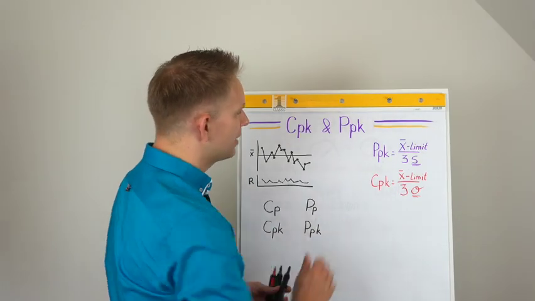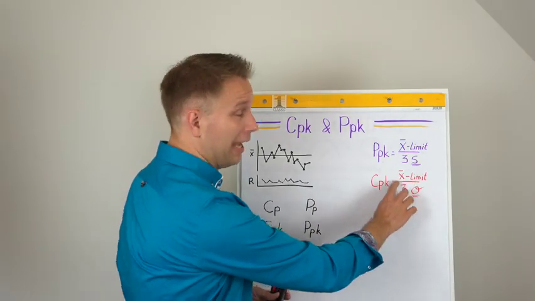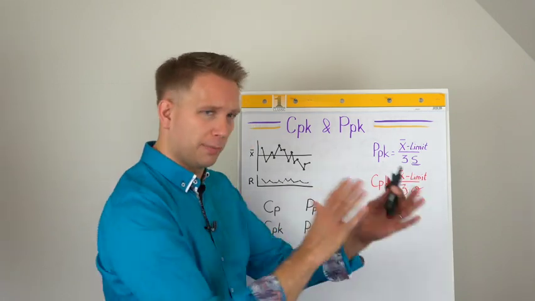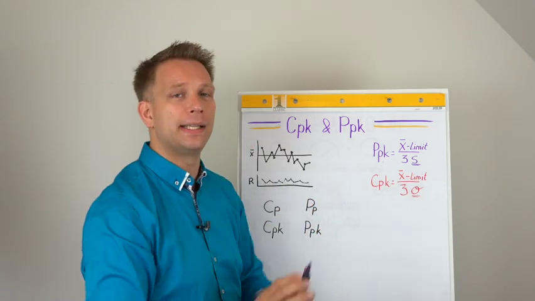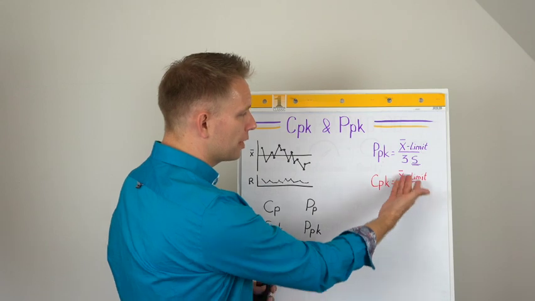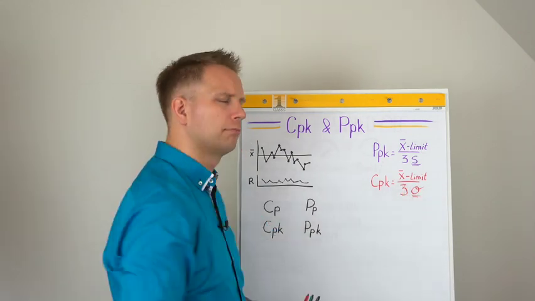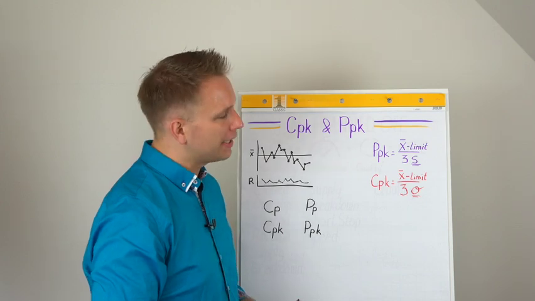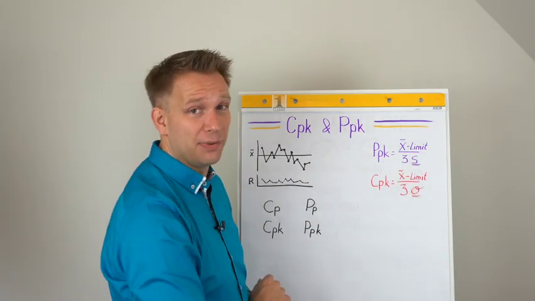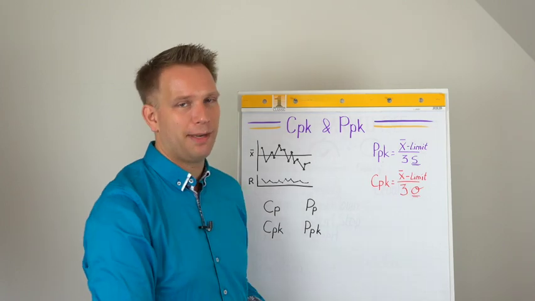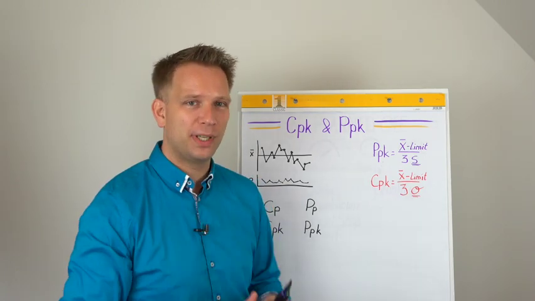Now, for the Cpk, you take the same average and also the same checking the closest limit, and then taking the difference between the closest limit and the average, and you divide by 3 times standard deviation. Well, yes, here we take the standard deviation, here we estimate the standard deviation, and that's where the difference is.